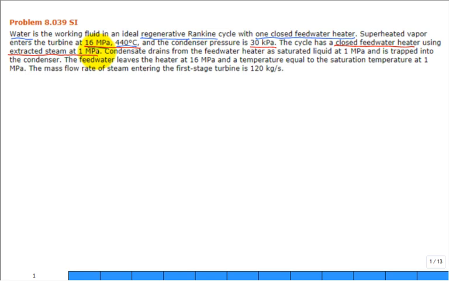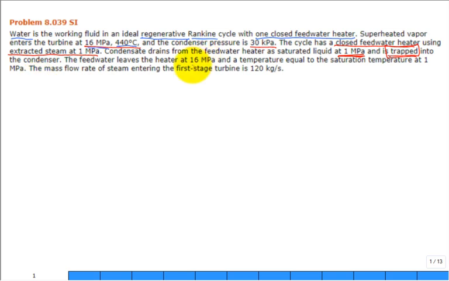The cycle, again, has one closed feed water heater using the extraction steam at 1 megapascal. So think about 16 megapascal. 1 megapascal is where they extract it to feed the closed feed water heater, and then the condenser is at 30 kilopascal. Three pressures so far. Condensate drains from the feed water heater as saturated liquid at 1 megapascal and is trapped into the condenser. That's a funny word, trapped. What do they mean by trapped? They have a steam trap, and they tell you where it goes after the steam trap. Where does it go? Into the condenser.